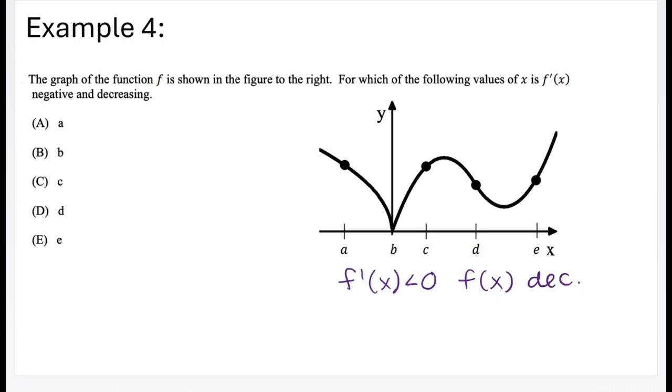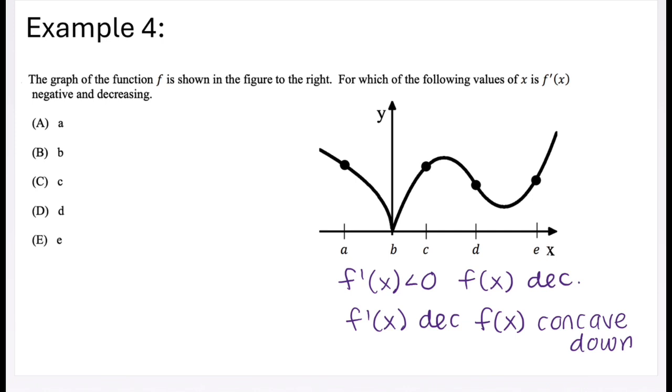And then f prime of x is going to be decreasing when f of x is concave down. Because when the first derivative is decreasing, that means the second derivative is going to be negative. And when the second derivative is negative, the original graph is concave down. So let's go ahead and think of where f of x is decreasing and where f of x is concave down. We're looking for both of those things to be happening.